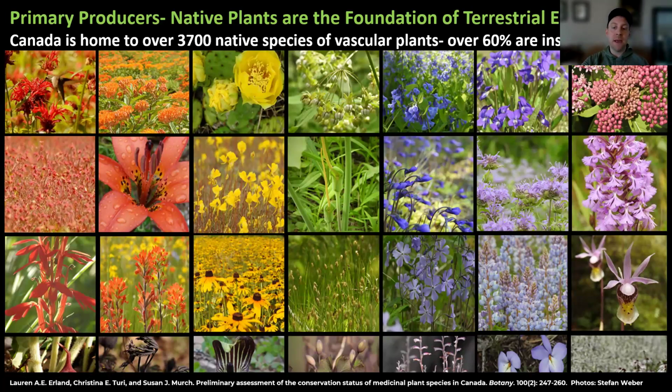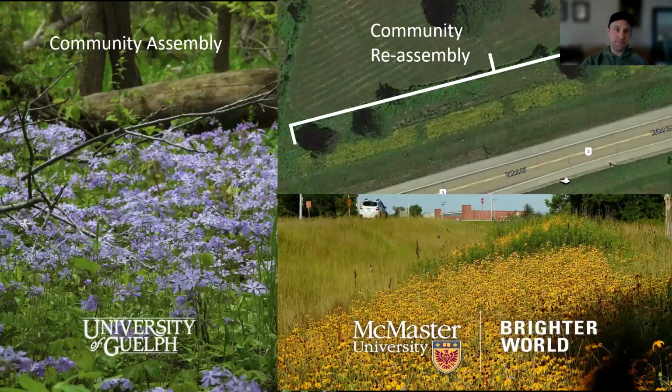pollinated by insects. And what's more important, I think, is that plants generally are the foundation of all terrestrial ecosystems, other than the ground itself, rock itself. They are the structural and energetic foundation of all terrestrial ecosystems. So it starts with plants in a lot of ways.